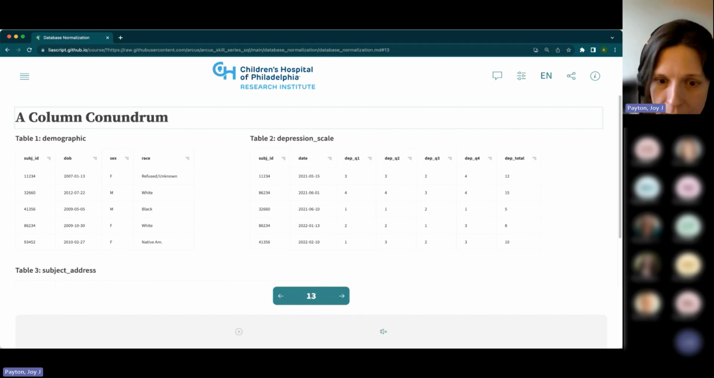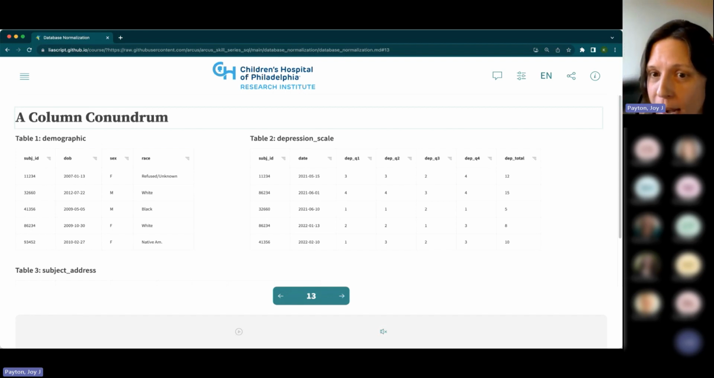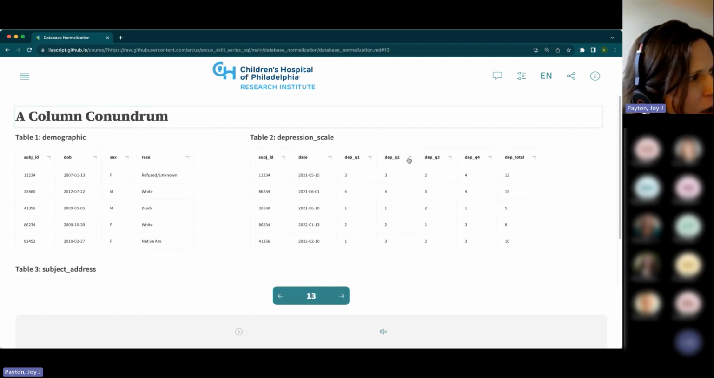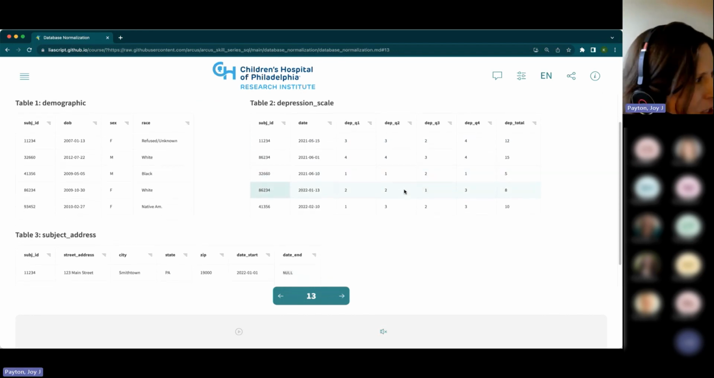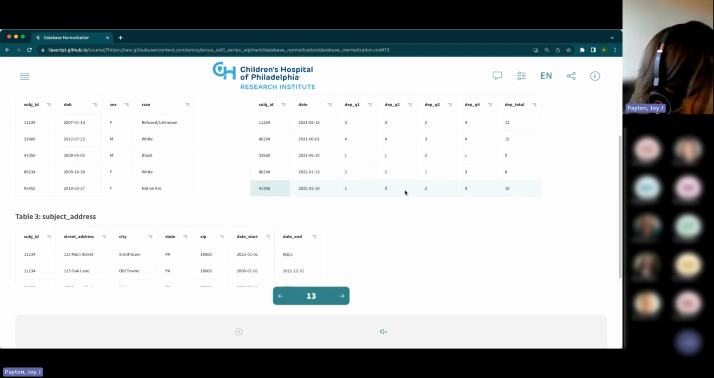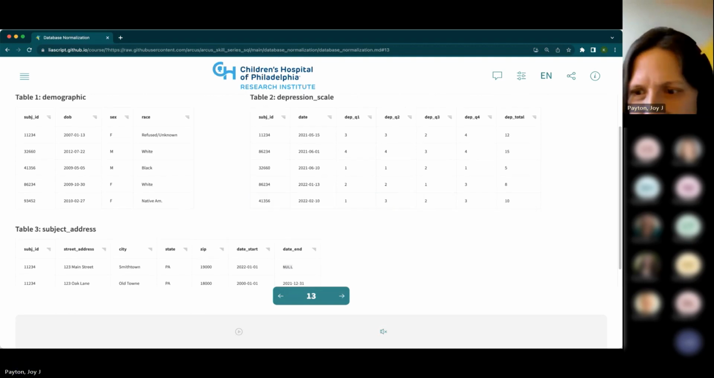Which seems fairly reasonable. But what are some of the problems that you would run into? What are some of the questions that you might ask this person to clarify what they wanted? Or what are some of the problems you would run into? So again, I'm going to invite you to be brave and type into chat some of the things that you think might be problematic about combining data across these 3 tables: demographic, depression scale, and subject address. What are some of the issues there?